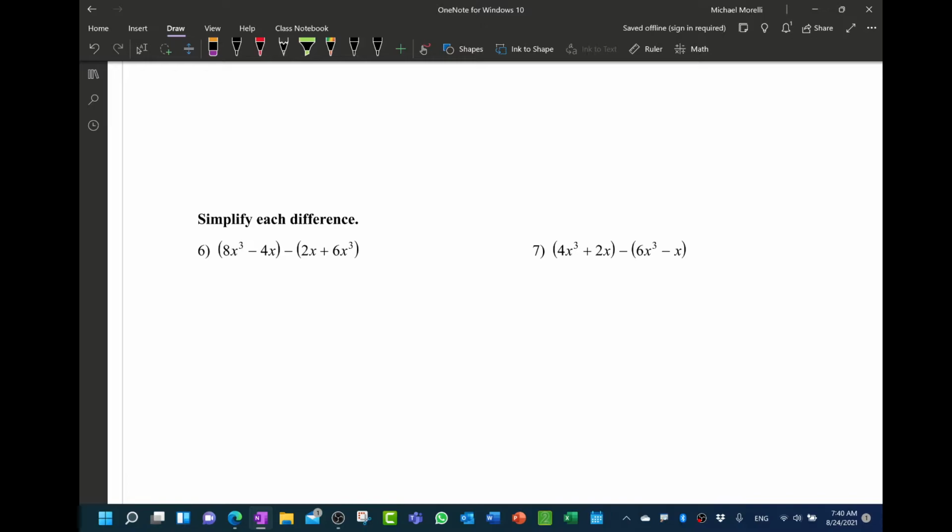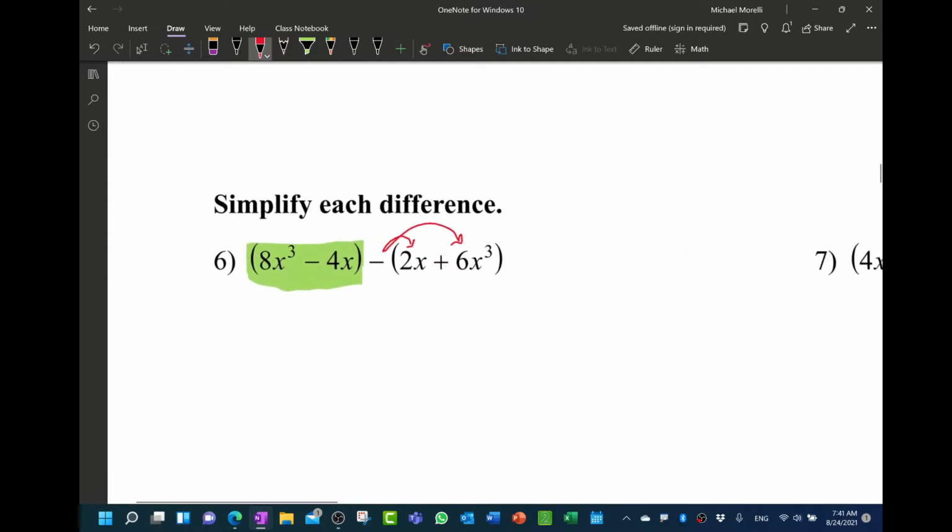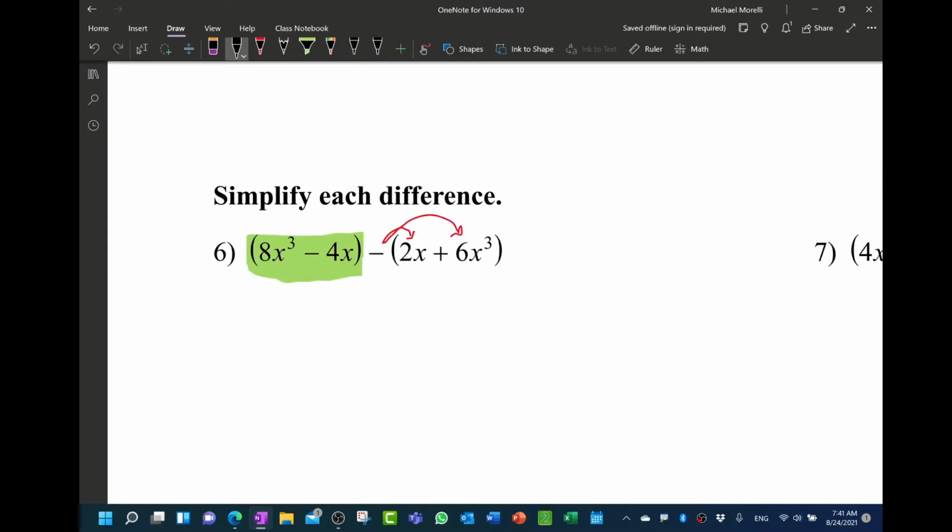So now we're going to simplify a difference. Now it does become important. Okay, so now we have to keep the parentheses for just a minute. So this first part, we don't need to touch for now. But we have to perform a distributive property of this minus sign to both terms inside the parentheses there. Okay? So let's write it out.